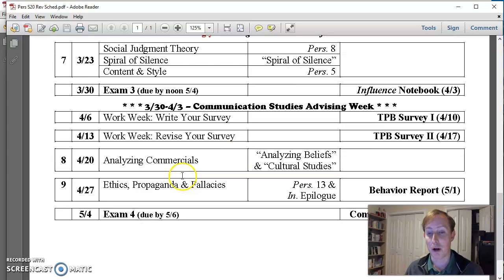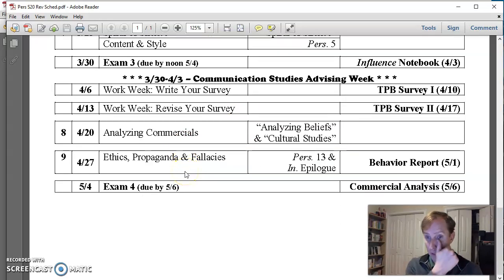Then there's Module 8. That's a week where I'll be talking with you about the things you need to know to do the commercial analysis, so I'm doing that during Module 8. Then in Module 9, I'm talking about some other things related to ethics, propaganda, fallacies, really a lot of ethical questions. That's why you're returning to the Influence book. You're asked to read the epilogue that week. Just note that it does say influence epilogue. And that Friday, May 1st, May Day, is when your behavior report is due. This is a considerable extension from what it was before. I'm just giving you more time for that.